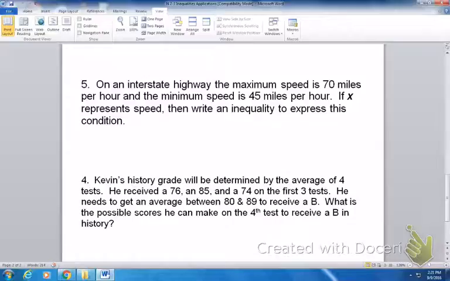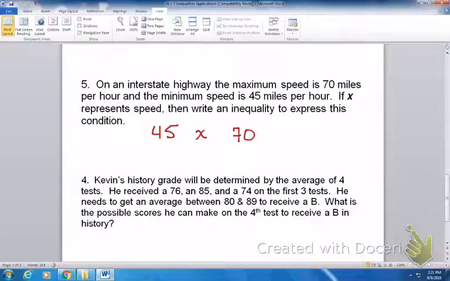Now this one's a little bit different, but it's actually a little bit easier as far as the end goes. It says on an interstate highway, the maximum speed is 70 miles per hour and the minimum speed is 45 miles per hour. If X represents speed, write an inequality to express this condition. Well, guys, 45 miles an hour is the absolute lowest speed we can go. 70 is the highest. And I know we can speed and we can break the law, but we're not doing that in this problem. Our speed needs to be in between those. It can't be smaller than 45, and it can't be bigger than 70.